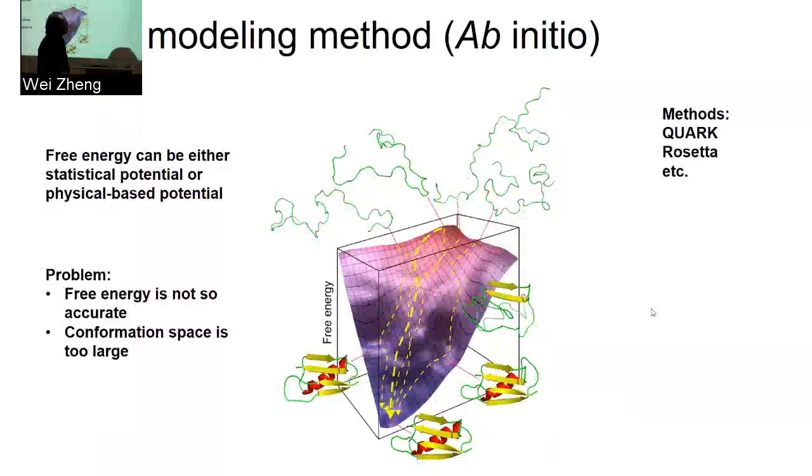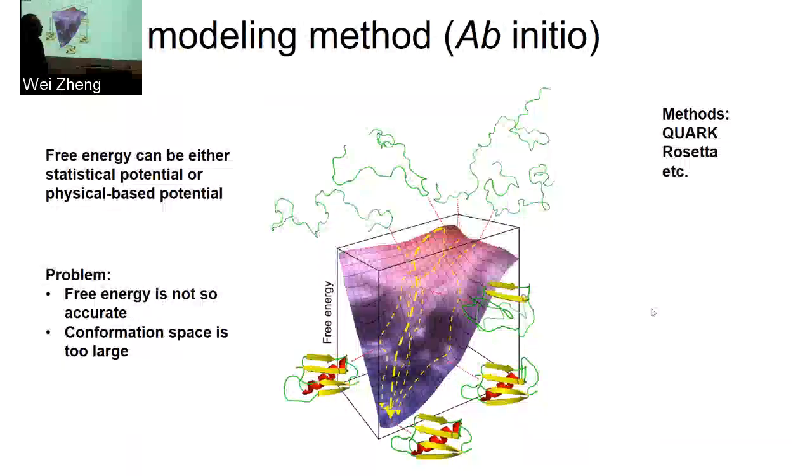To address this problem, people developed the free modeling method, also called the ab initio method. In the ab initio method, they want to fold the protein from scratch without any information from a template. So they will build the initial conformation with some random loop, then fold this protein along the free energy surface to get the minimal value. Then you will get a predicted model. Here the free energy can be either a knowledge-based potential or a physics-based potential. There are several popularly used ab initio methods, for example, Quark and Rosetta, developed by David Baker.